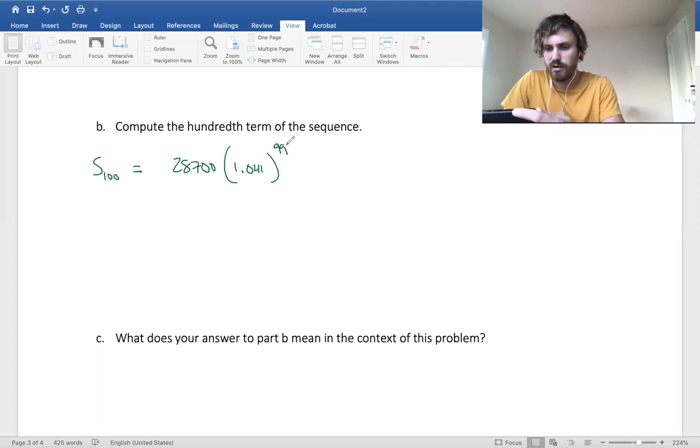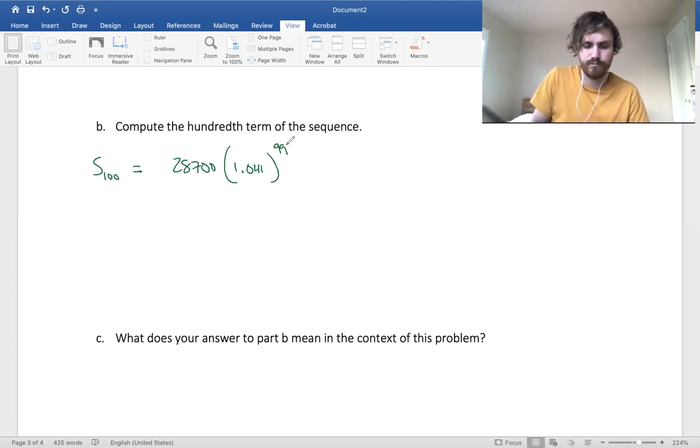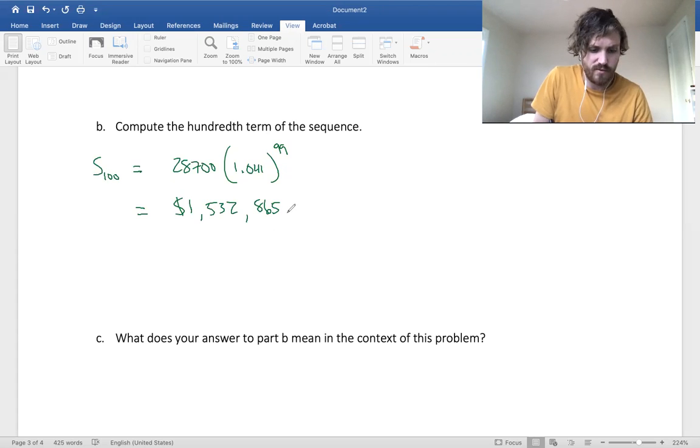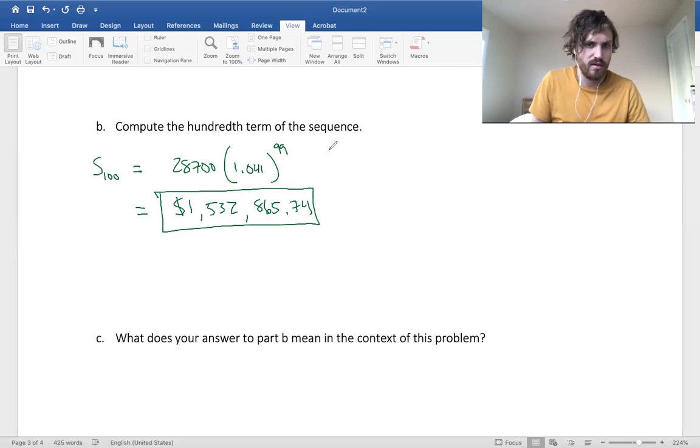X to the y, 99, is equal to, that seems a little big. Let's see if we can try that again. 1.041, then I'm going to raise it to the 99th power and get 53.4, wow, times 28,700, which is 1,532,865.74. So that basically means if you save this money at 4% interest for 100 years, you're going to have a lot of money.